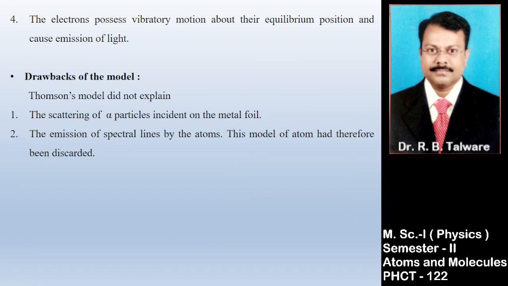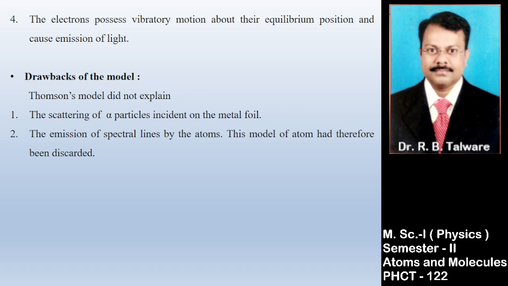Now the next point is the process. The electrons possess vibratory motion about their equilibrium position and cause emission of light. Electrons vibrate about their mean position. That's why it produces thermal emission, and this emission is converted into light. That is called the equilibrium position, and it causes emission of light.